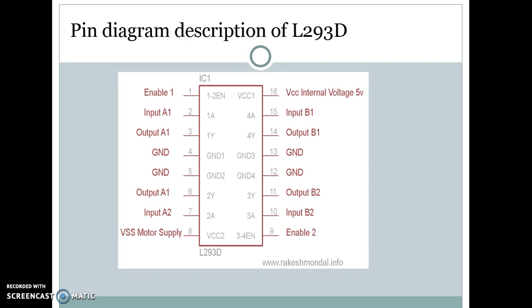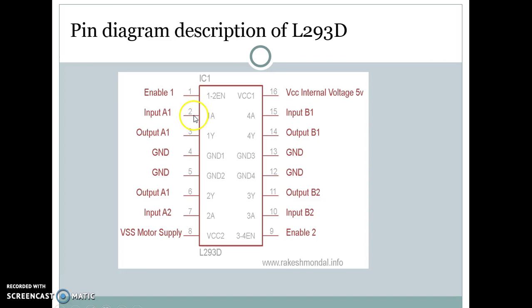This is the pin diagram of L293D. L293D is a 16-pin IC. There are 2 enable pins, pin 1 and pin 9. Pin 1 acts as the enable for the motor connected on the left-hand side, and pin 9 acts as the enable pin for the right-hand side motor. If these pins are at low condition, then there is no functioning in the motors.